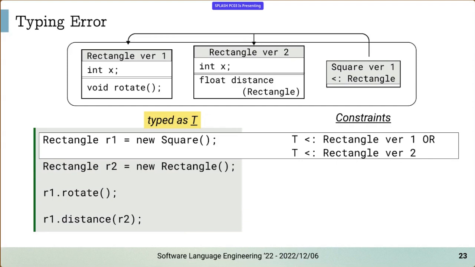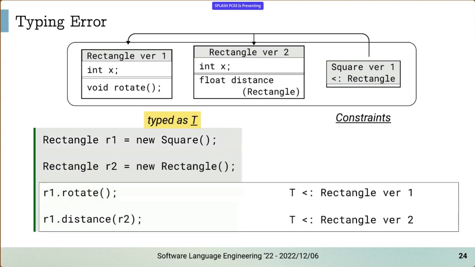The OR notation here comes from the fact that the type Rectangle is not specified. And when we invoke those two methods, of course, rotate is for version 1 and distance is for version 2, we get these conflicting constraints where T has to be a subtype of both version 1 and version 2. This results in a typing error because one instance cannot inherit from two different versions at the same time.